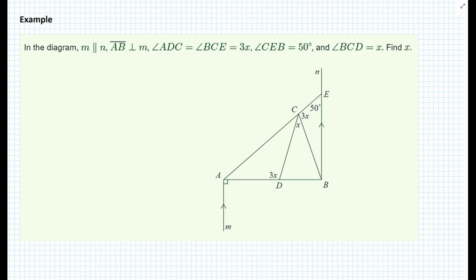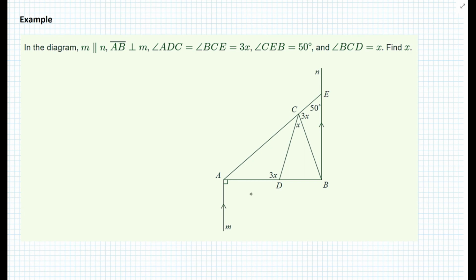For example, here we know that in the diagram, line M is parallel to line N, segment AB is perpendicular to line M, angle ADC is equal to angle BCE, which is equal to 3x, okay? So here we're referring to the measures, obviously. And we also know that the measure of angle CEB is 50 degrees. And the measure of angle BCD is equal to x. What is the value of x here?